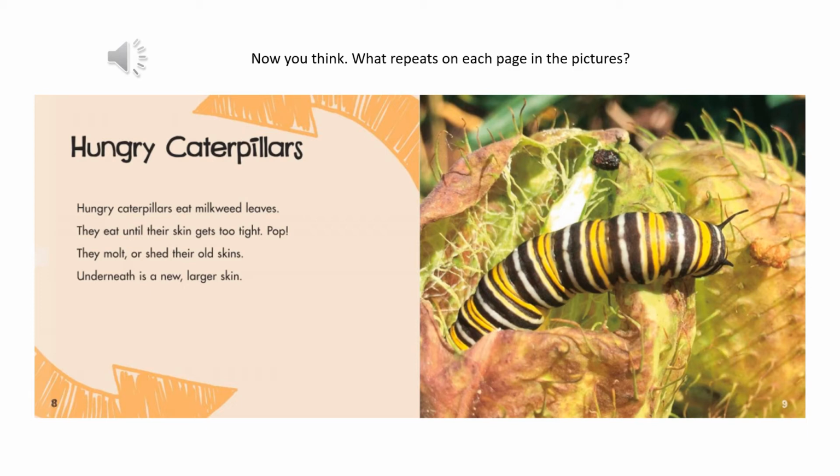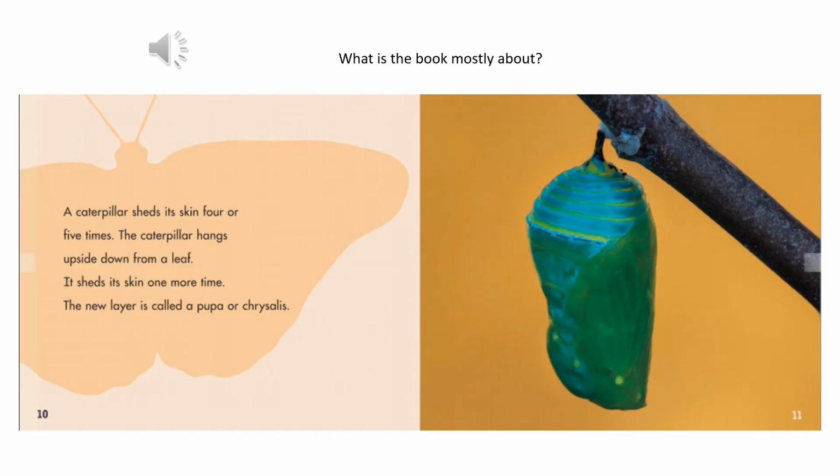Now you think, what repeats on each page in the pictures? Tell me. A caterpillar sheds its skin 4 or 5 times. The caterpillar hangs upside down from a leaf. It sheds its skin one more time. The new layer is called a pupa or chrysalis. Think to yourself, what is the book mostly about so far?